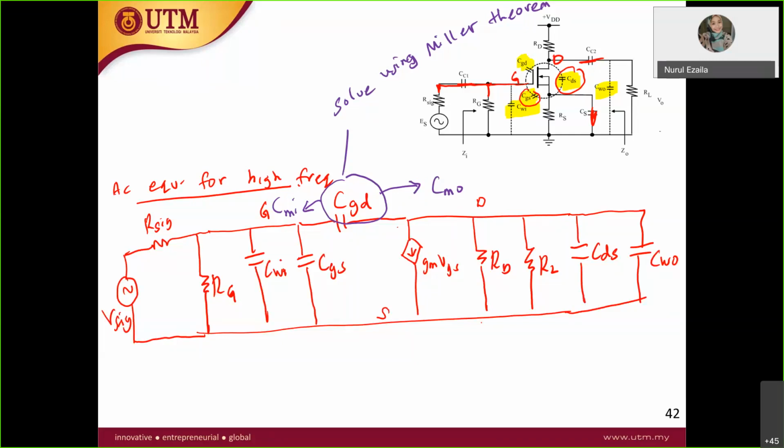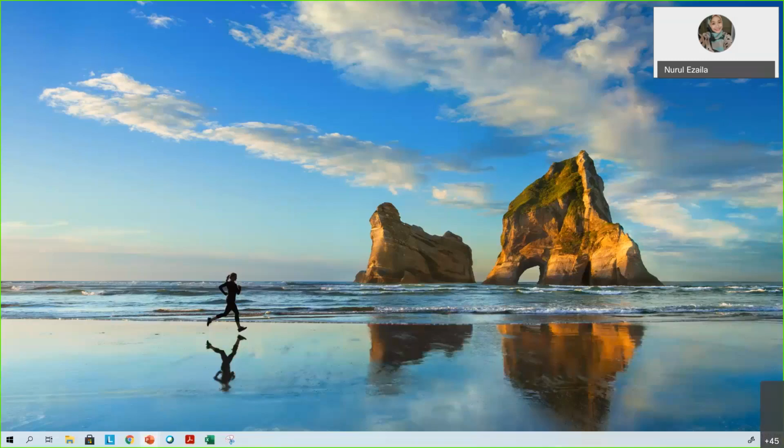So for now, the CGD is no more over here. You're going to have another horizontal capacitor, which is CM in here, and another one here, which is CM out. Where can I draw CM out? This is CM out. So that is the total capacitor and also total resistor. Let me copy it to the other slide.